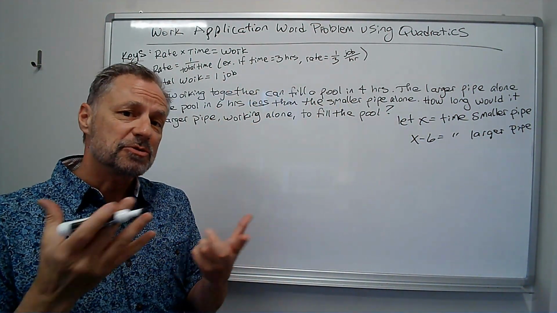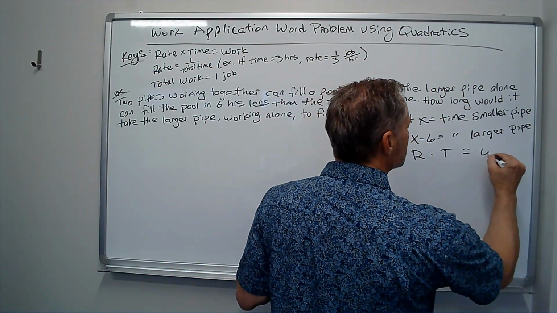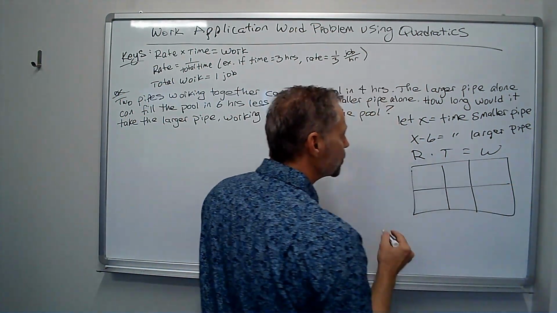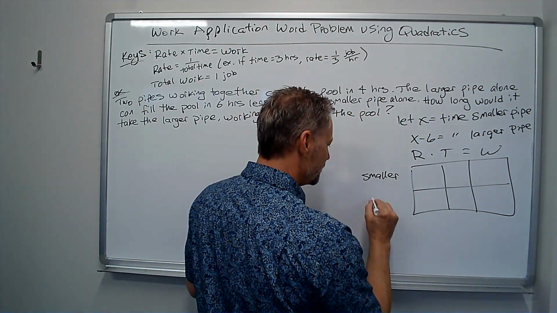Now I'm going to use my formula. Rate times time equals work. I'm going to set up my boxes. Rate times time equals work. And we'll put them in this order. I've got the smaller pipe. I've got the larger pipe.